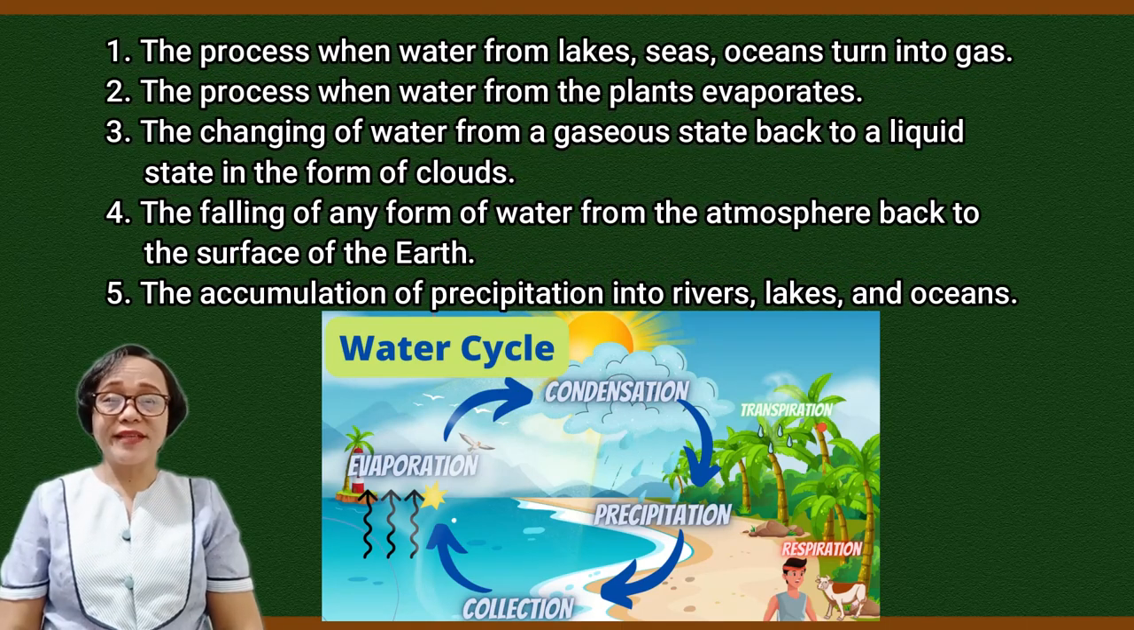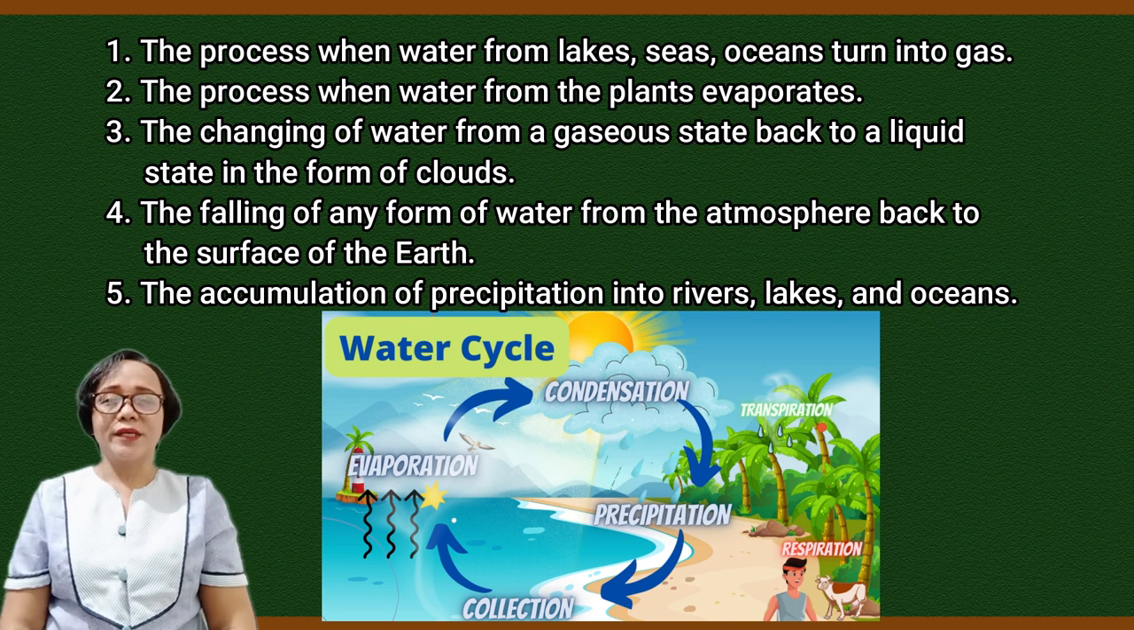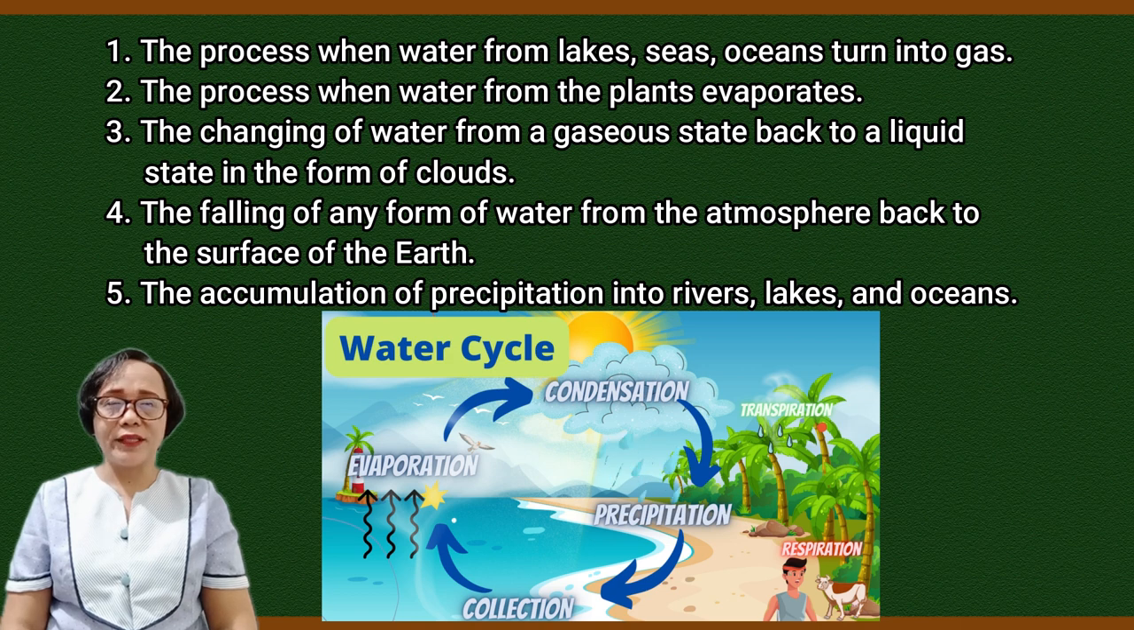1. The process when water from lakes, seas, ocean turn into gas. Number 2. The process when water from the plants evaporates. 3. The changing of water from gaseous state back to a liquid state in the form of clouds. 4. The falling of any form of water from the atmosphere back to the surface of the earth. Number 5. The accumulation of precipitation into rivers, lakes, and ocean.